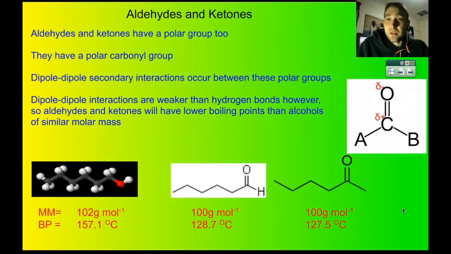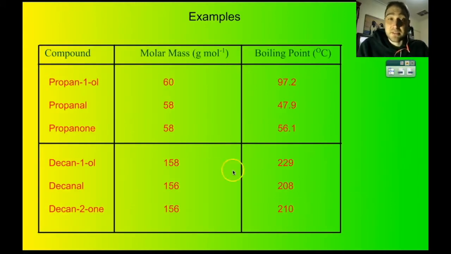So, although they're all polar, the hydroxyl group in the alcohol is more polar, which means we get stronger secondary interactions, which requires more energy to separate, and therefore a higher boiling point. So let's have a look at some other examples. Here we have propan-1-ol, propanal, propanone. We can see a very similar molar mass, but the boiling point of the alcohol is almost double that of the aldehyde or the ketone.